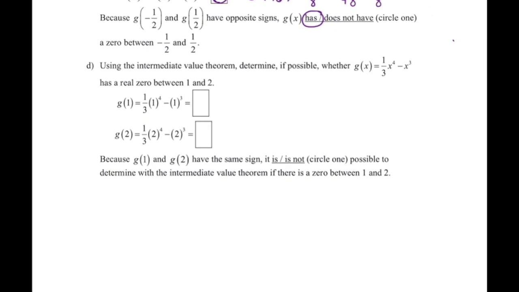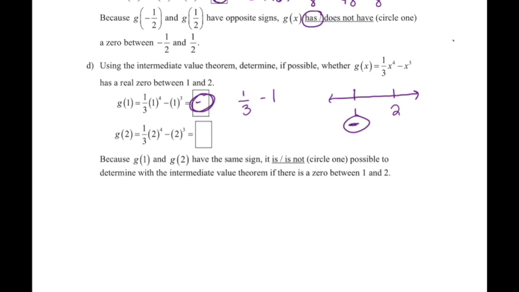Let's use the same function and determine if it has a 0 between 1 and 2. Let's start by substituting 1. 1 to the 4th is 1. That will then give me 1/3 minus 1, which would be a negative value.